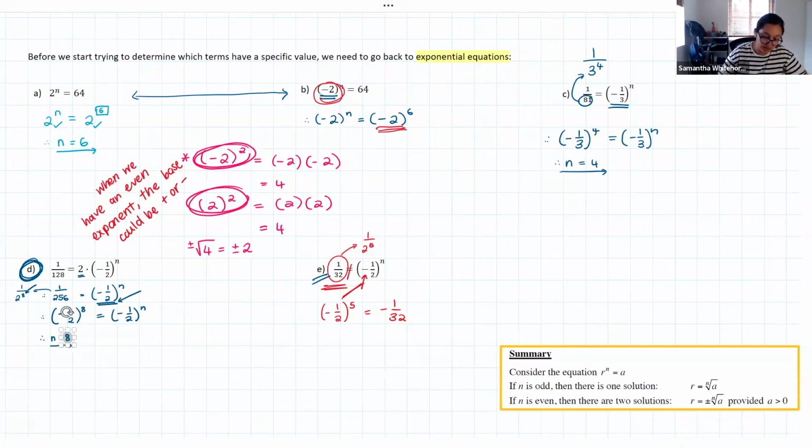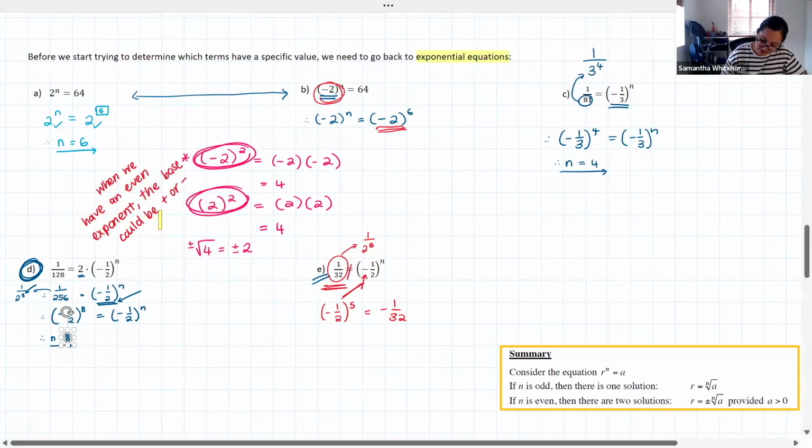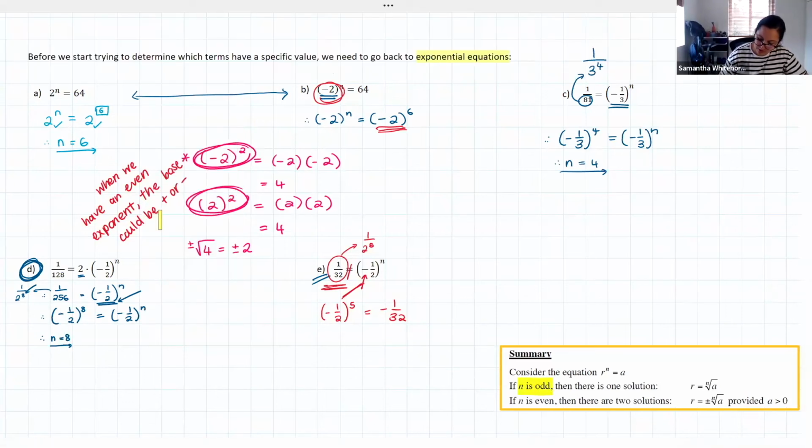So just to reiterate what I've already said, if n is odd, so if your exponent is odd, there's one solution. If your exponent is even, there are two solutions, the positive or the negative option. Okay, and just bear it in mind as we move forward.